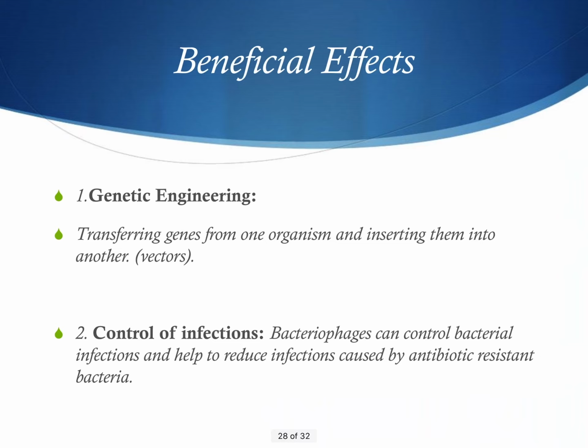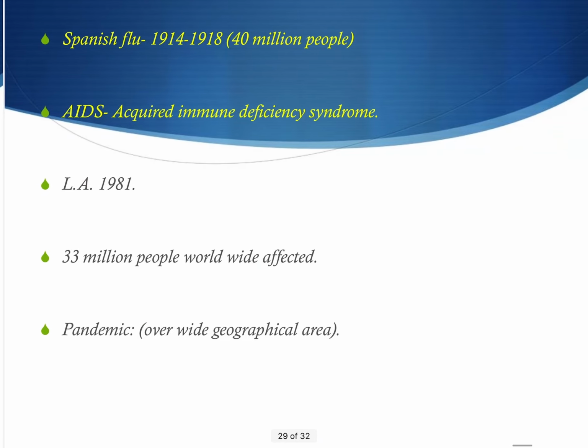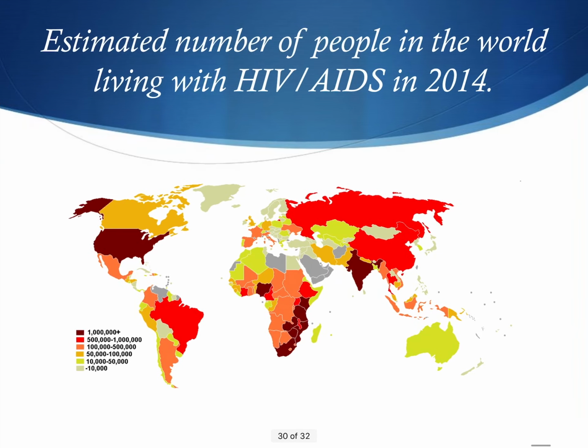Now, you need 2 benefits of viruses. So the first one is vectors. And when we were doing genetic engineering last year, we spoke about vectors and viruses, VV. So vectors transfer genes from one organism into another organism. Okay, so viruses are used for that. And also the control of infection. So I spoke to you earlier there about bacteriophages and how we could use those viruses to try and destroy bacteria that are resistant to antibiotics. Okay, so that would be important.